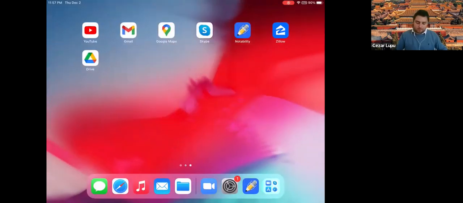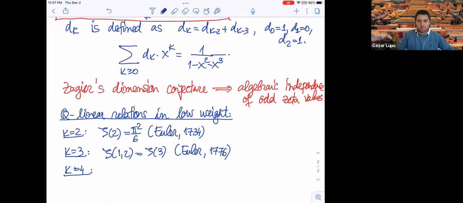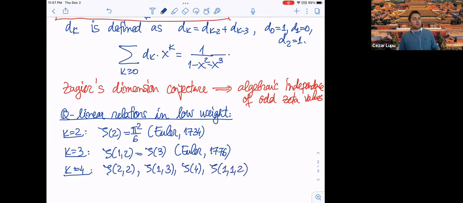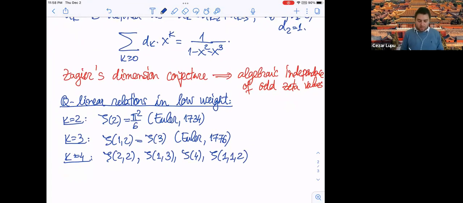All right. So in weight 4, we said that we have these values: zeta of 2, 2. What else do we have? Zeta of 1, 3. Zeta of 4. And we have a triple value as well, zeta of 1, 1, 2. And of course, zeta of 1, 1, 2, we can get this by regularization. So we know the values for each one of them. We know that these guys are rational multiples of pi to the 4th, but we don't know about these values.